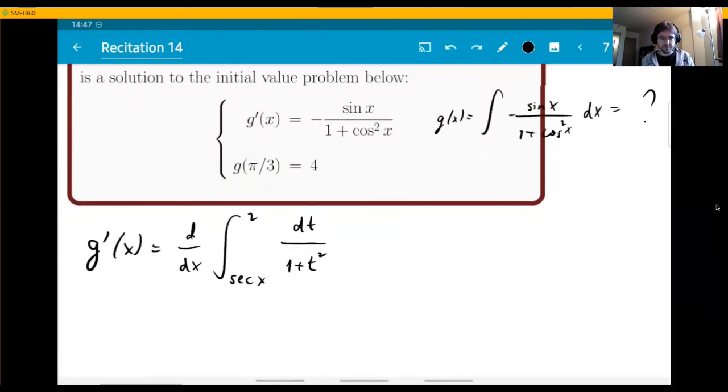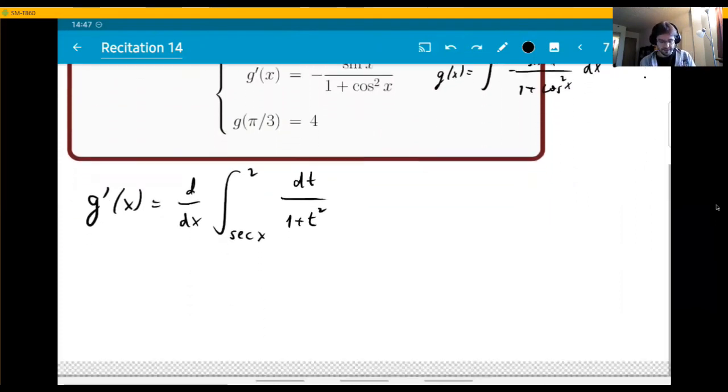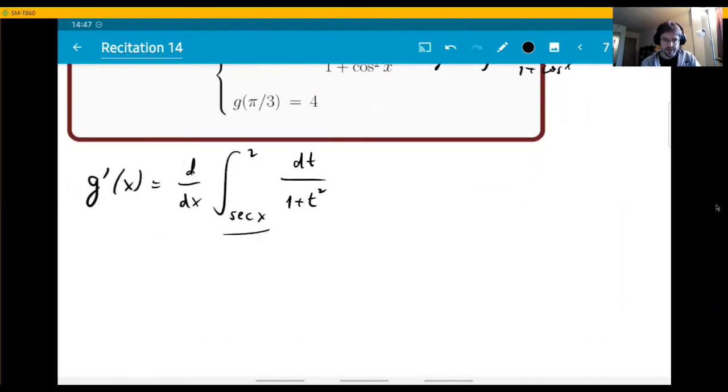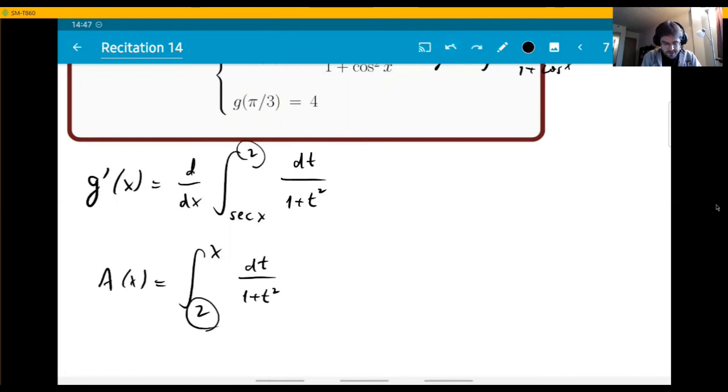So how does this one work? Well, you have the x downstairs and it's in a function, secant of x. What you have to do is consider the area function for this particular integral, maybe call that A. Let's say from 2 to x, where x should be in the upstairs, at the upper endpoint, and then we selected the same 2 to be the lower endpoint. If you consider this area function, the fundamental theorem of calculus says that A prime is equal to, what is it?